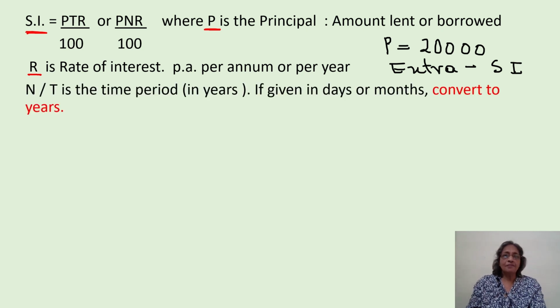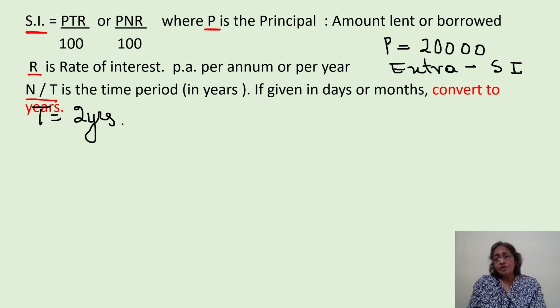Now what is the time period? Now you give this 20,000 to your friend, but then you ask him, भैया कब तक वापस लौटाओगे? And he'll tell you, maybe 2 years. So that 2 years is nothing but the time period, which we can denote either by N or by T.